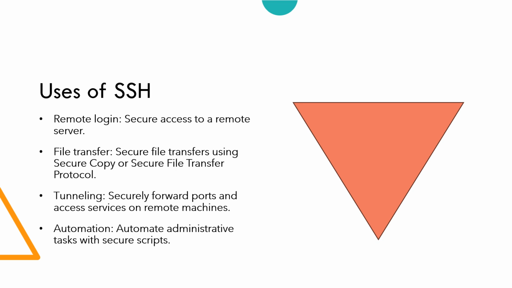Uses of SSH. SSH is widely used for various purposes, like remote login, file transfer, tunneling, and automation. Remote login allows administrators to securely access and manage remote servers. File transfer is performed using secure copy or secure file transfer protocol. Tunneling lets users securely forward ports and access remote services. Automation helps execute scripts securely across multiple machines, making administrative tasks more efficient.